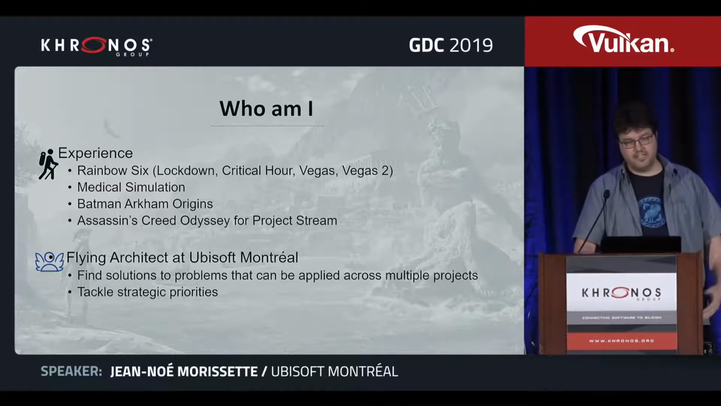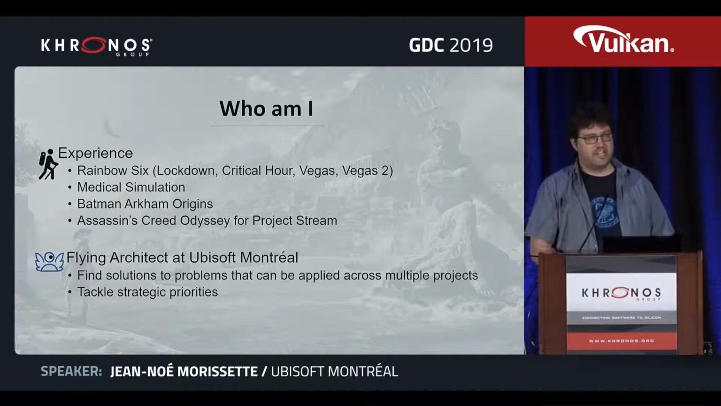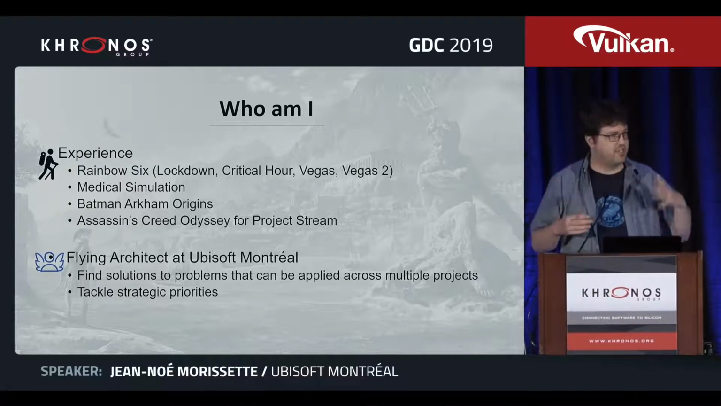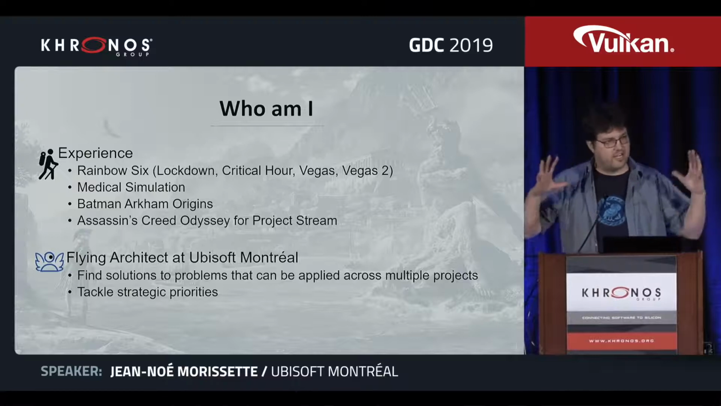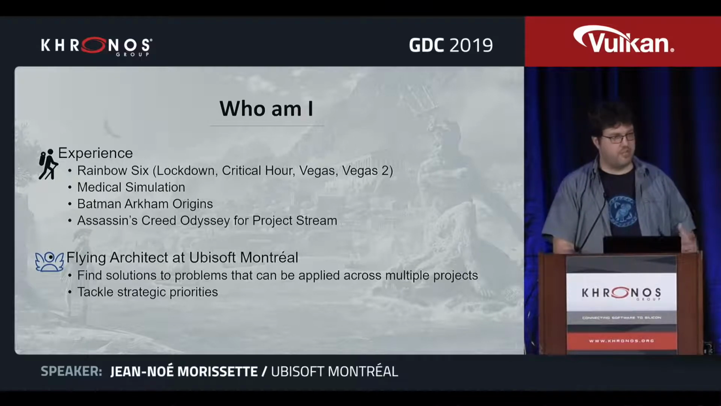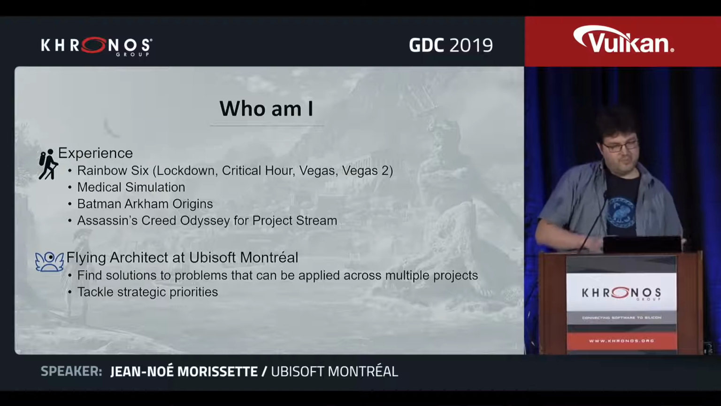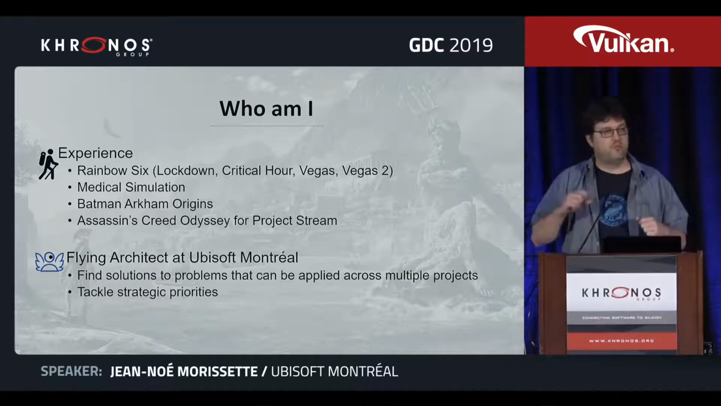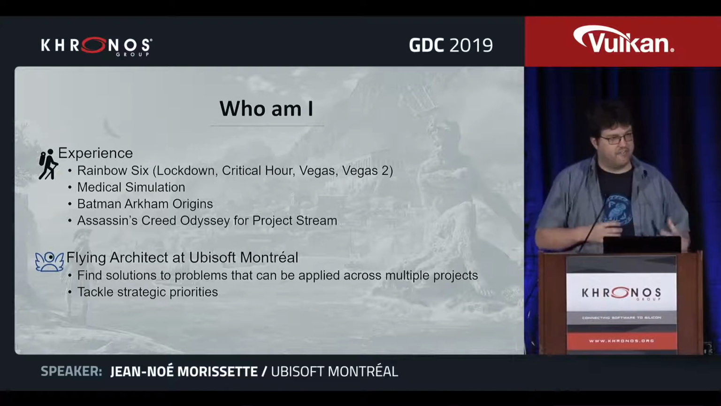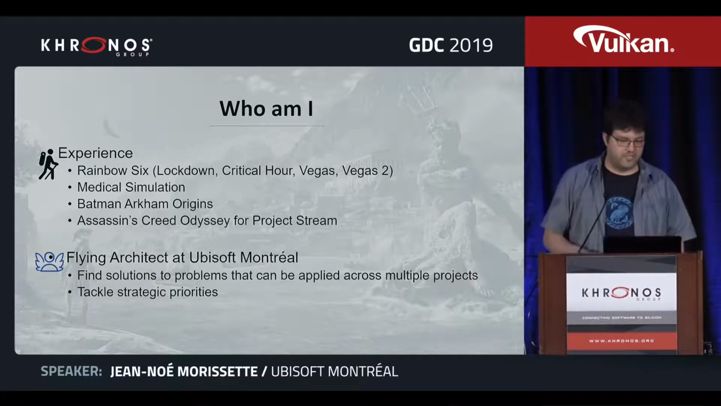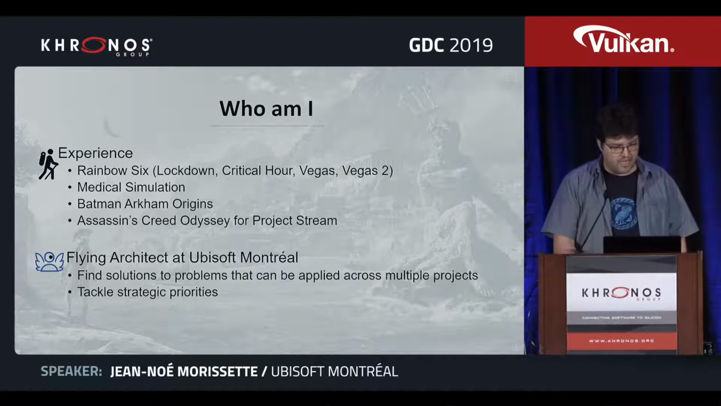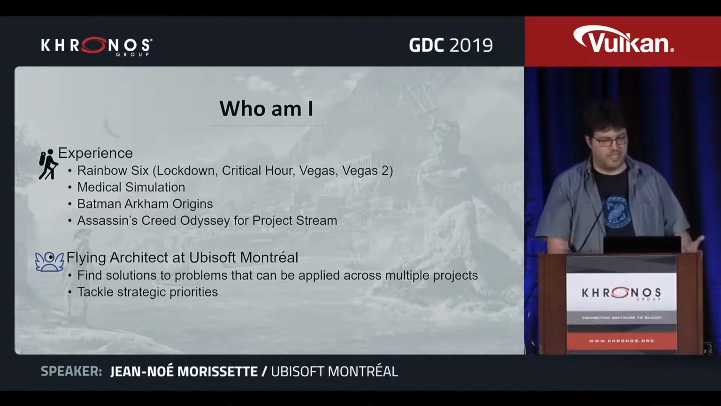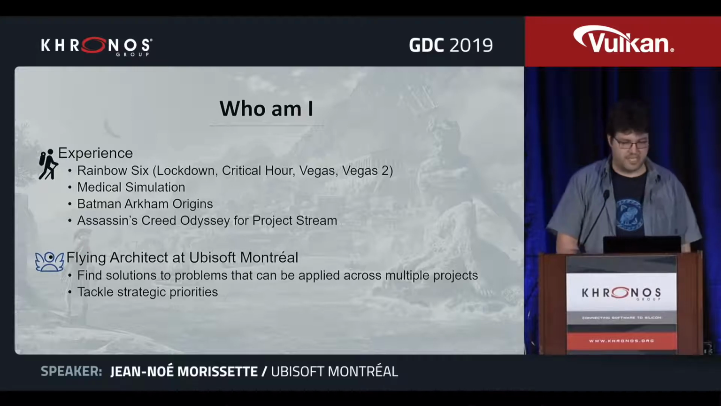I'm a flying architect at Ubisoft. So we're technical architects, usually look at problems, look at an aspect of a production from top to bottom, beginning to end, and try to have a global view for the project. My responsibility as a flying architect is to try to find a slice of work that could be reused across multiple productions, and then find a solution for that and go from project to project to implement it. That's the flying part, I guess. And we also sometimes are used to tackle strategic priorities, like was the case for Project Stream.